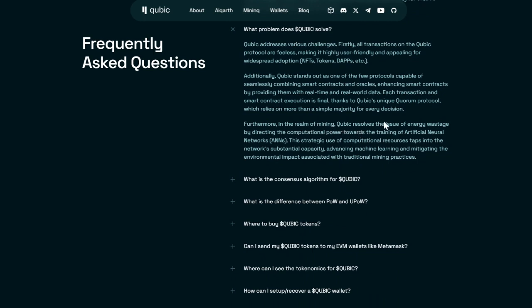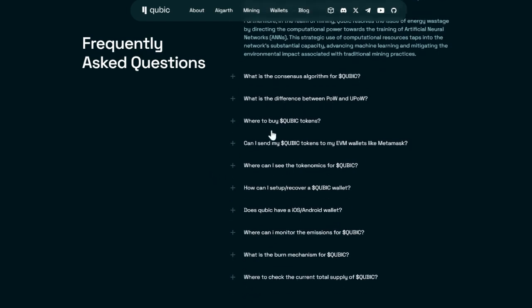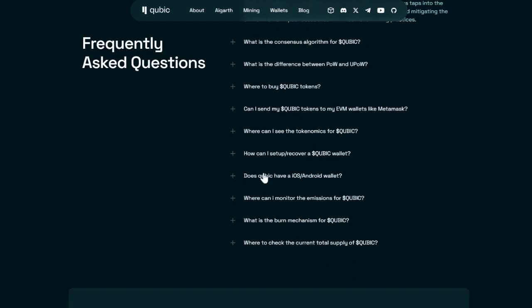Furthermore, in the realm of mining, Qubic resolves the issue of energy wasted by directing the computational power from the miners towards the training of artificial neural networks. This strategic use of computational resources taps into the network's substantial capacity, advancing machine learning and mitigating the environmental impact associated with traditional mining practices. Basically what it's saying is they're training artificial intelligence, building artificial neural networks, attempting to build artificial general intelligence, so artificial intelligence smarter than a human, capable of logical reasoning and thinking, and at the same time they're a green energy platform. And then let's see, is there anything else that we would really like to read up on here? No, I don't, but you can come and check some of this information yourself.